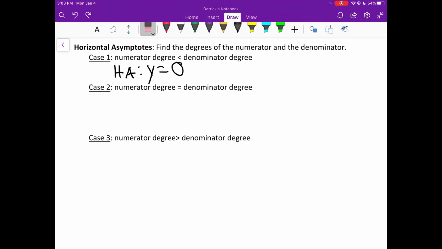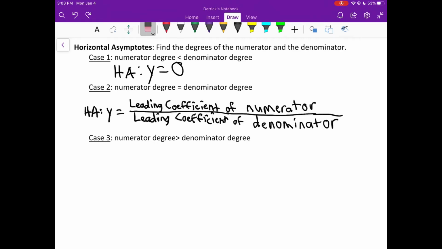Let's talk about the second case. Let's say your numerator degree is equal to your denominator degree. Well, if the degree of your numerator is equal to the degree of your denominator, you have to do a little bit of work, not much, but a little bit.